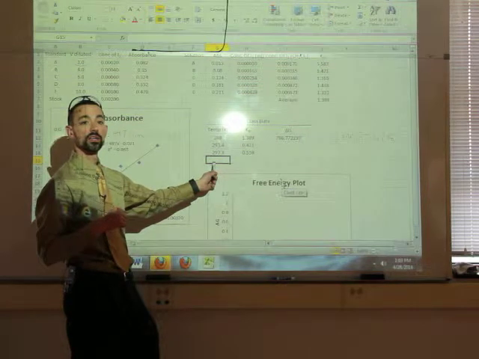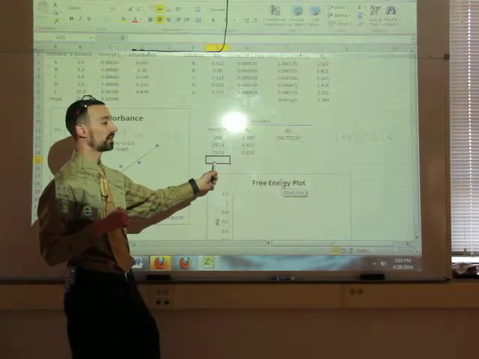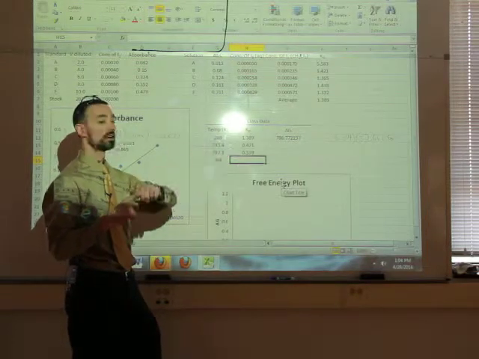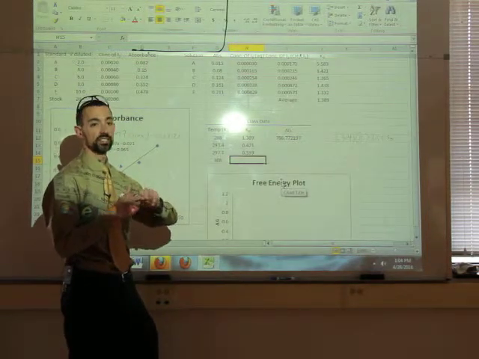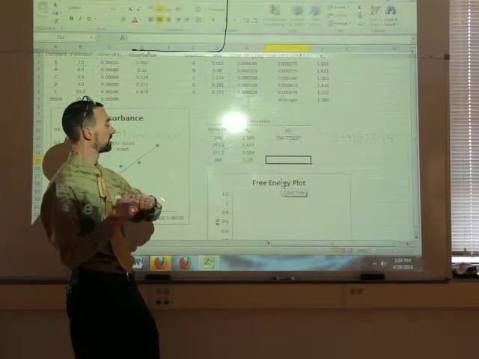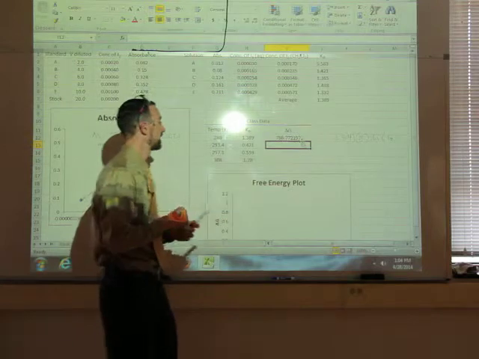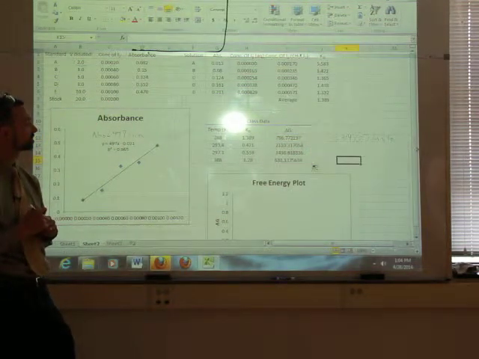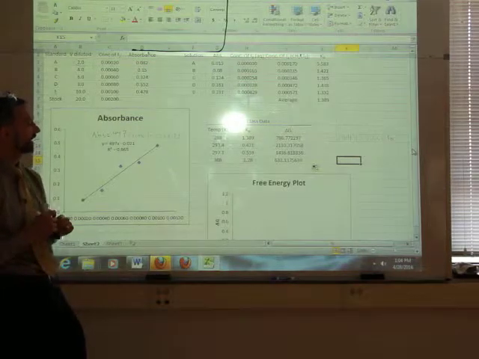Temperature was approximately 35. 35, so 308 Kelvin. And then do you want the average after we excluded the outlier? Yes. Okay, that was 1.280. Okay. All right. So now if we fill this down, we unfortunately don't have a quite accurate trend here.